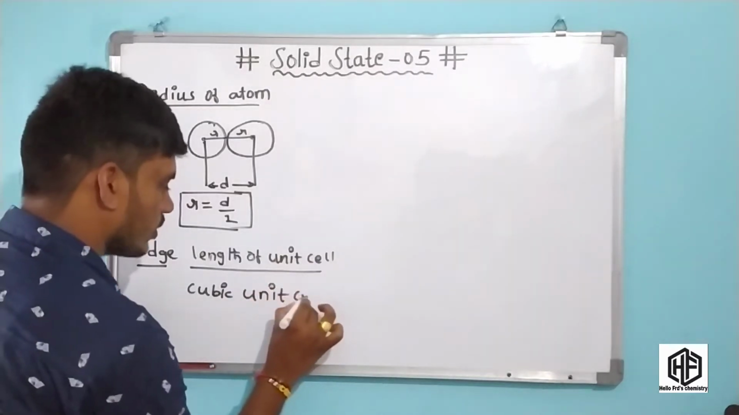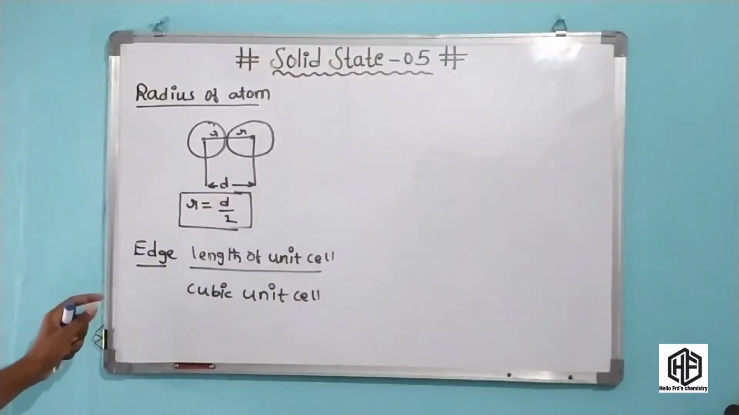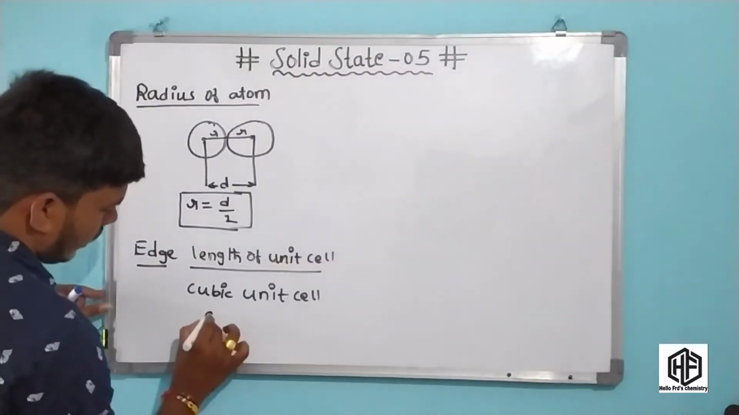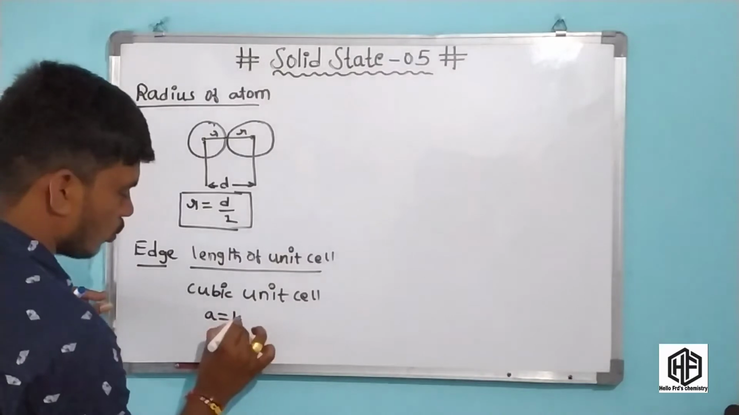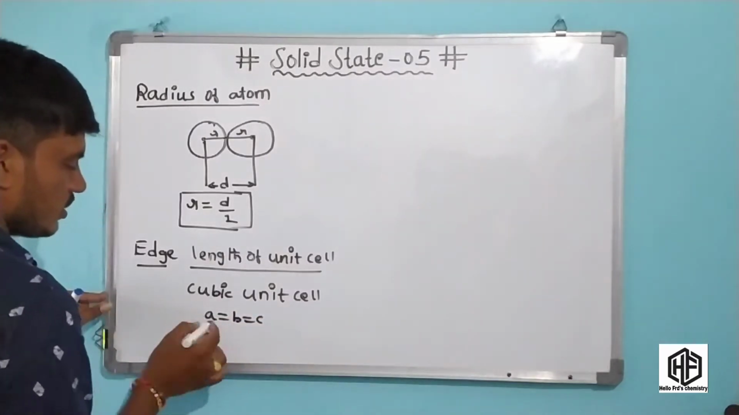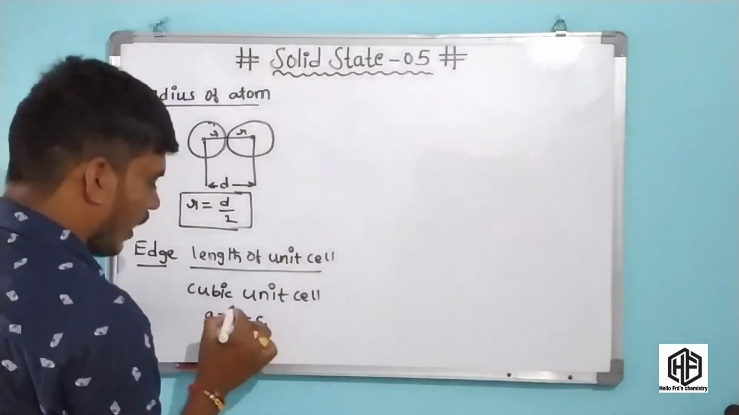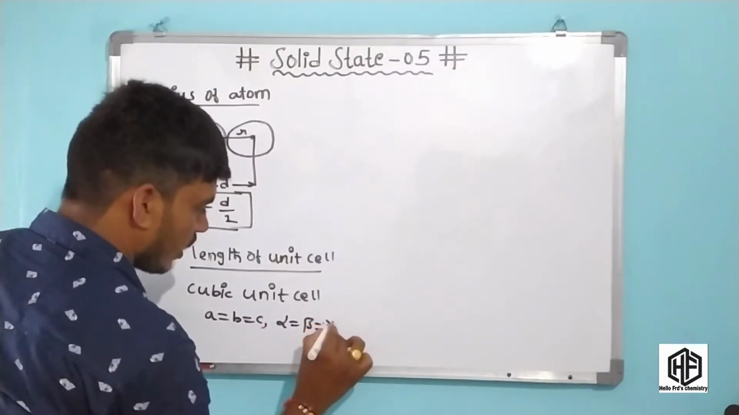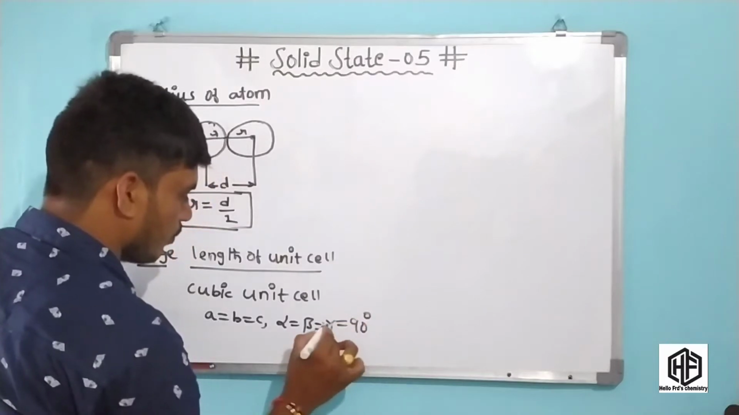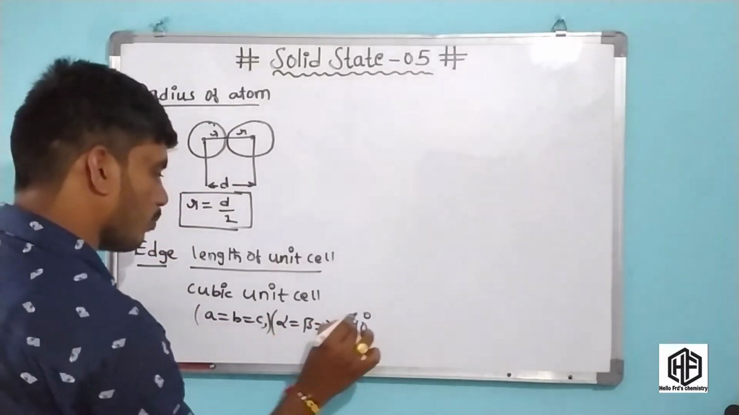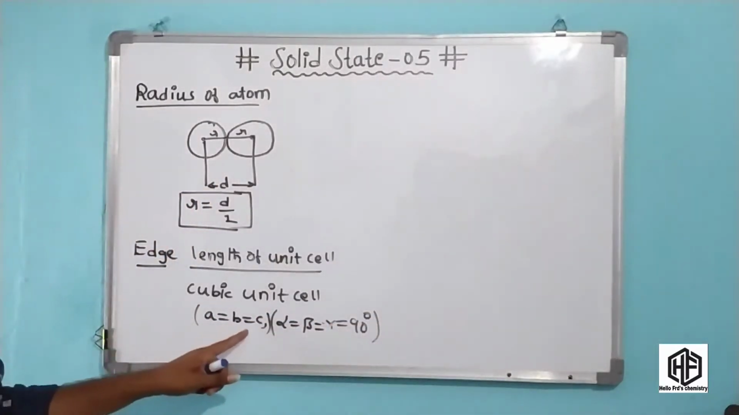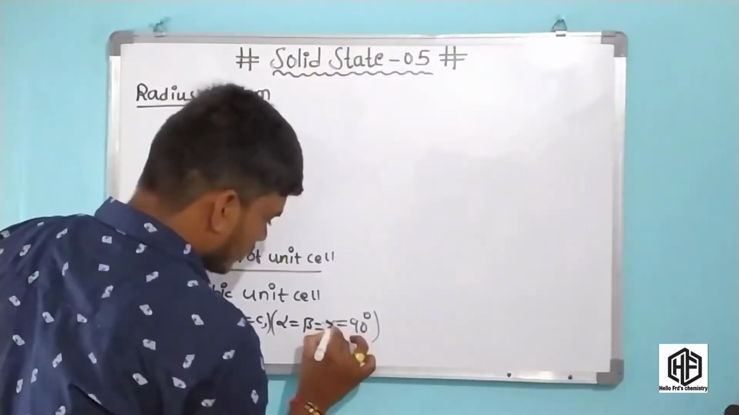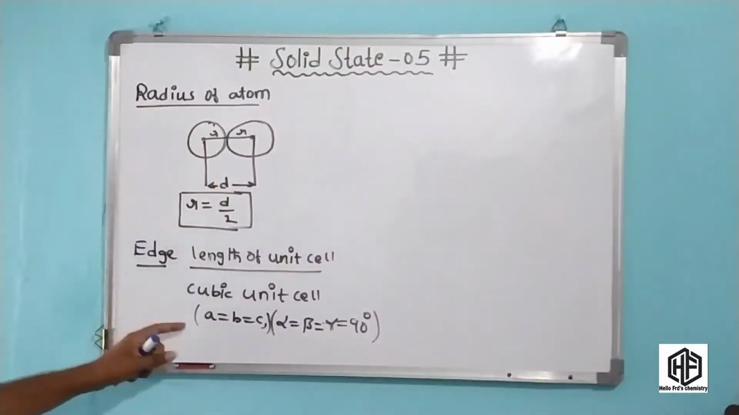Friends, in my previous video I discussed the simple cubic unit cell. In a cubic unit cell, a is equal to b is equal to c, meaning the length, breadth and height are equal, and alpha, beta, gamma are all equal to 90 degrees. Okay friends, in a simple cubic unit cell, a is equal to b is equal to c, and alpha is equal to beta is equal to gamma is equal to 90 degrees.